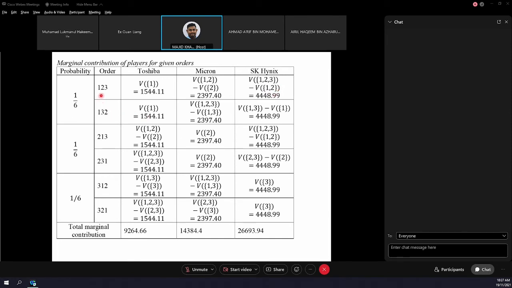Okay, so now let's look at the second order. Now the order still starts with 1. It means the first player still enters the room first. But now after 1 is 3, and next player 2 will be joining them.